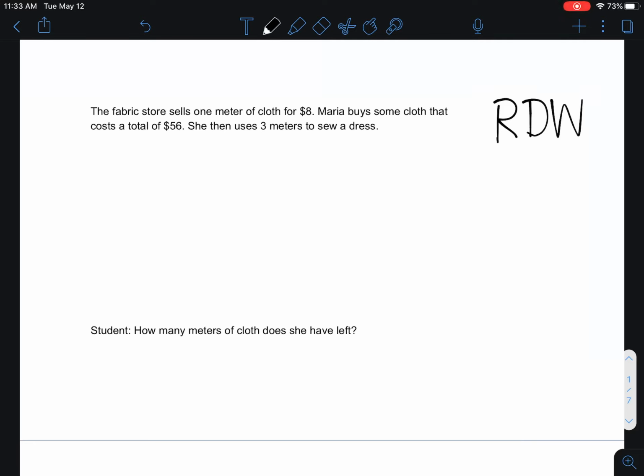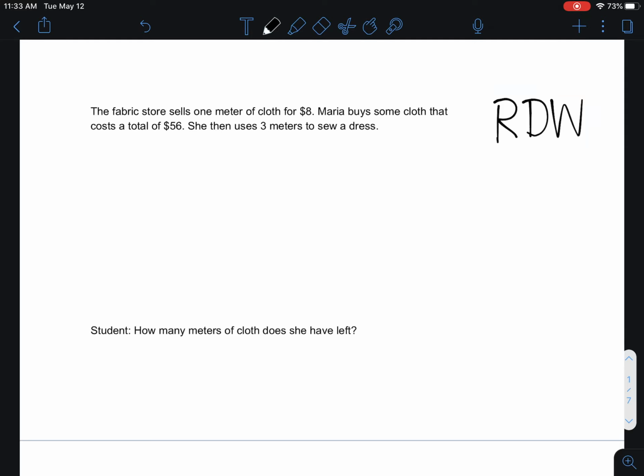So the movie I made in my head was there's a store that Maria wants to go to, and they have cloth, and 1 meter of cloth is $8. So Maria buys some cloth that comes out to be $56. She then uses 3 meters to make a dress. How pretty.